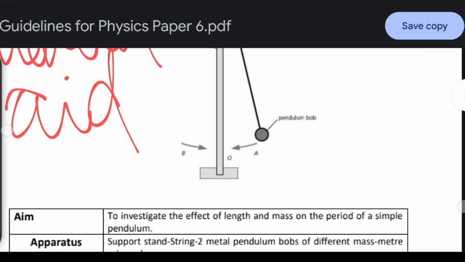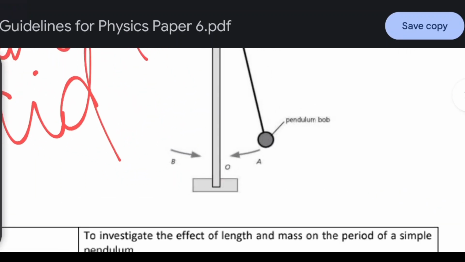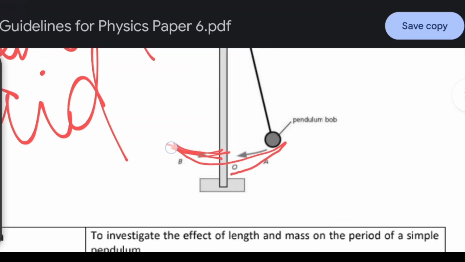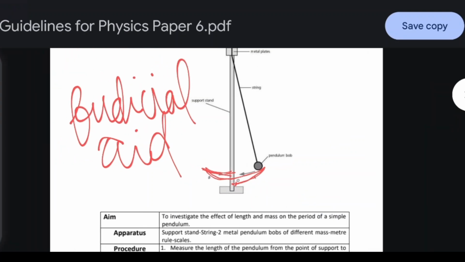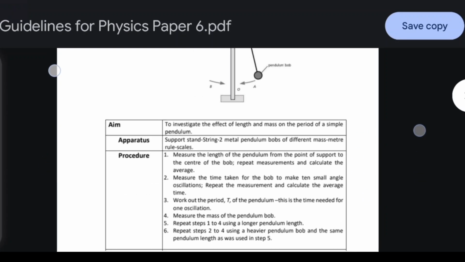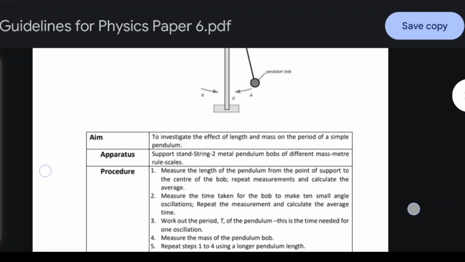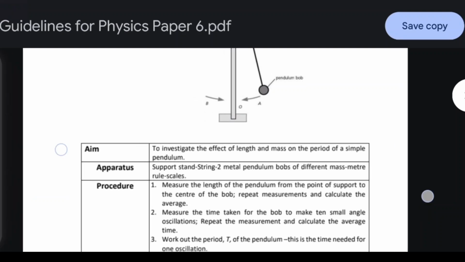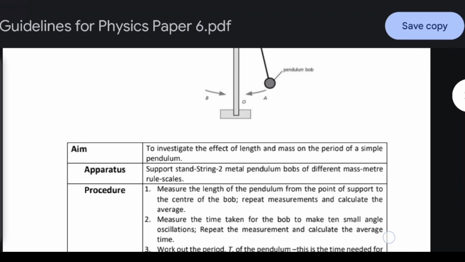When the bob crosses this mean position in one direction, start the stopwatch. And then when the bob again crosses the mean position in the same direction, stop the stopwatch. So you start it when it goes here and you stop it when it comes back here. Okay, so this is how you do the experiment for the pendulum bob. Let's see what the aim of this experiment is: to investigate the effect of length and mass on the period of a simple pendulum.